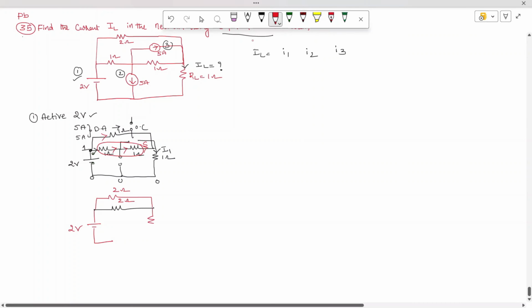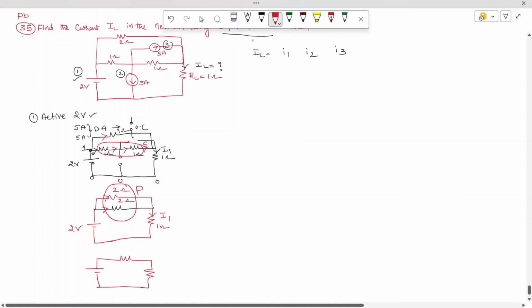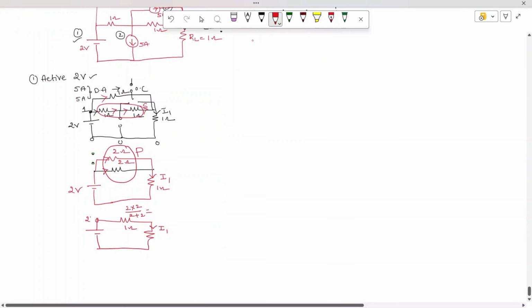Here we have the current I1, and this is 1 ohm. Again you can see the current flows and the current is dividing. These two branches are again connected in parallel. Whenever they are connected in parallel, I get a single resistor like this and a branch like this. The formula is product of resistances divided by sum of resistances. The current I require here is I1, excited with a voltage of 2 volts.